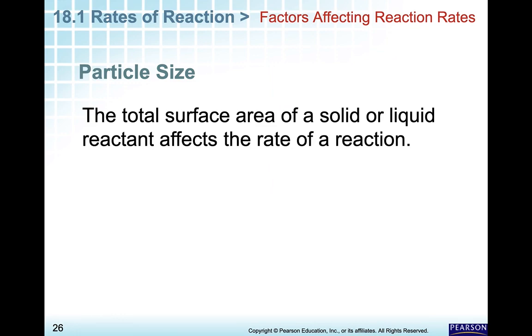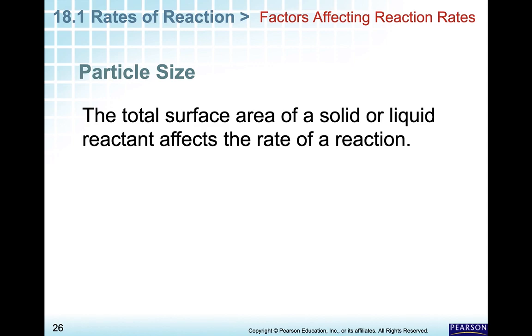The third factor was particle size. Now, particle size is different from the others. When it comes to particle size, decreasing the size is going to be what speeds up our reaction, because what we care about when we think about our reaction rate is the total surface area of our reactant available. Because again, we're trying to increase the number of collisions. If we could get more collisions to occur, it's more likely that we'll have more effective collisions.